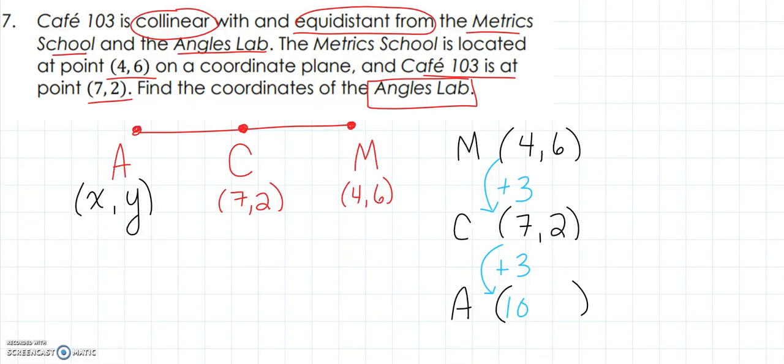Let me take a look on the other side. Now I have 6 going to 2. So I'm going to be subtracting 4. To get from 2 to the next point, I should also subtract 4. 2 minus 4 is negative 2. So my final answer for Angles Lab should be 10, negative 2.